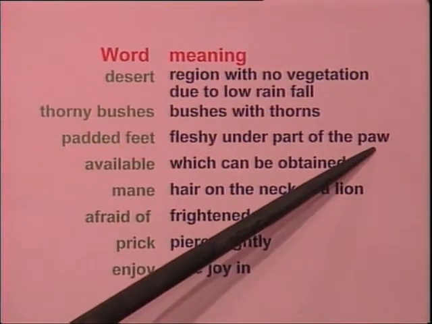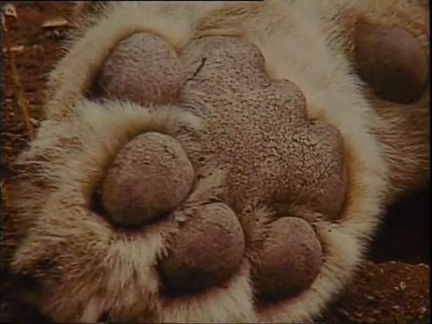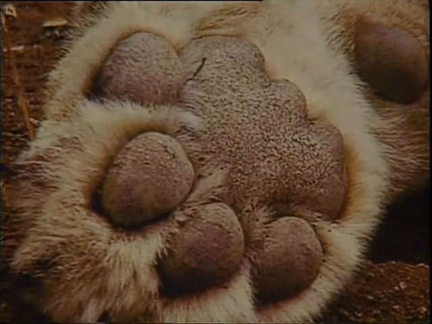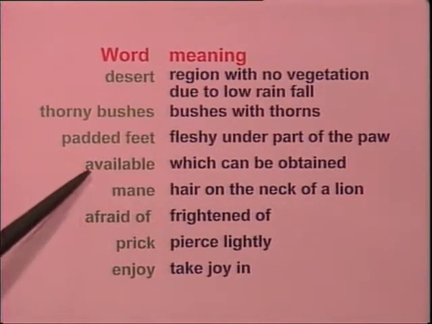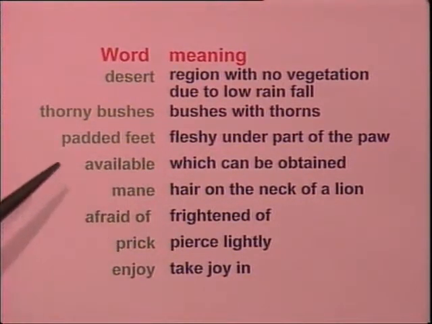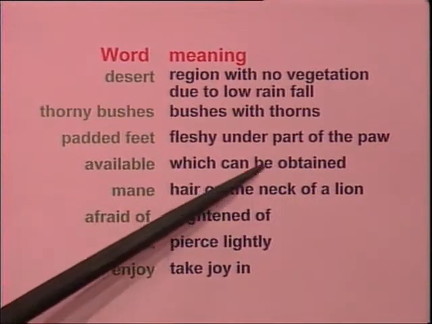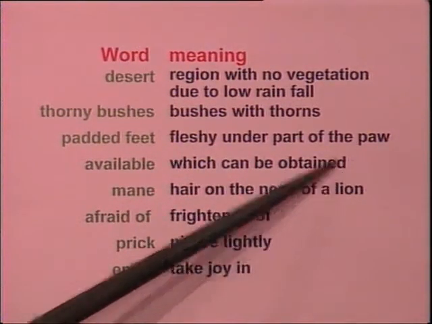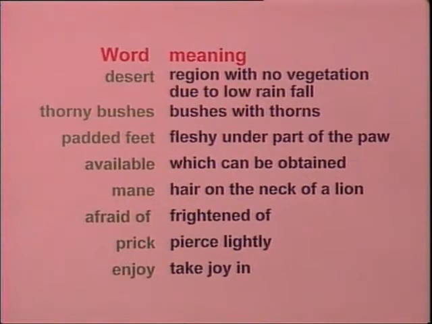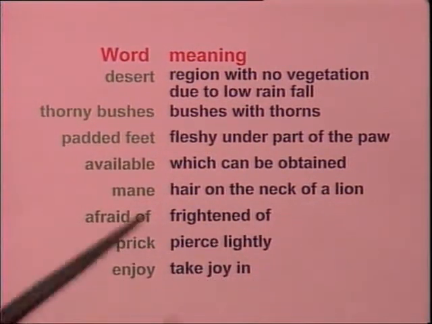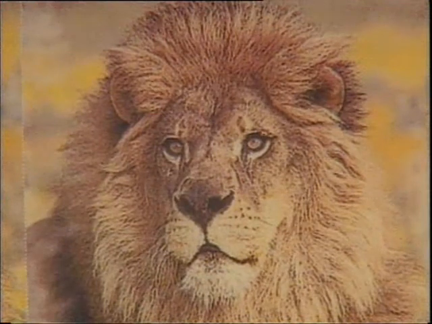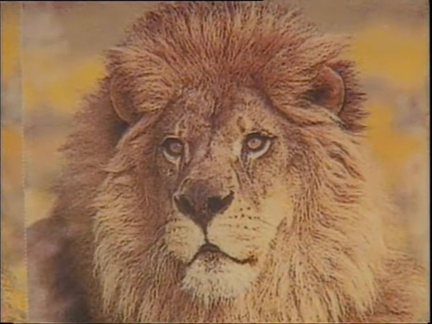To make this clearer, I'll show you a picture. In the picture, you can see the paw of a lion. The fleshy part is the padded feet. Okay? Next word is available. Available means something which can be obtained. Aisi cheez jo hame aaram se mil sakti hai. Next word is mane. Once more, I'd like you to look at the picture. Mane is the hair on the neck of a lion. Look at the picture, you'll see the lion which has got hair around its neck. That is the mane of the lion.